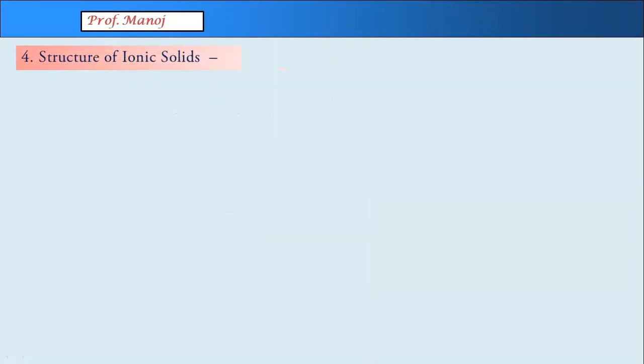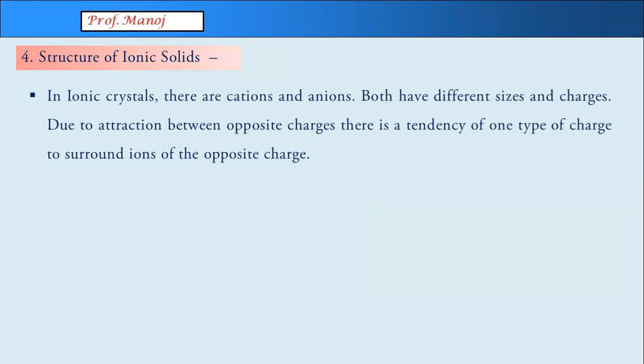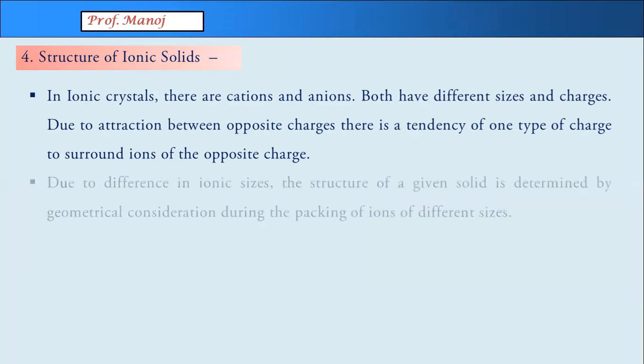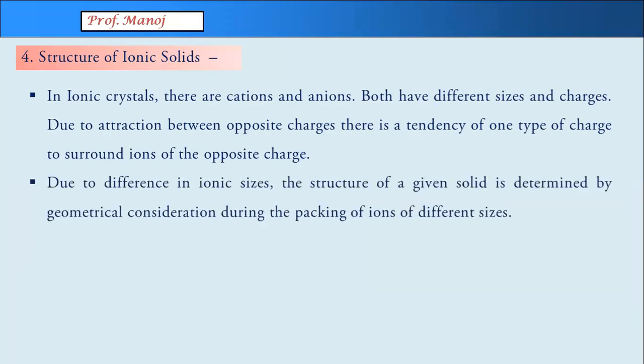Now we come to the topic of this whole section, that is structure of ionic solids. As we know, ionic crystals are going to contain cation and anion. Their sizes are going to be different, their charges will be different. So you will have attraction in opposite charges, there will be repulsion in the similar charges. So considering the attraction repulsion, considering the ionic size, geometry, everything, then packing has to be done.